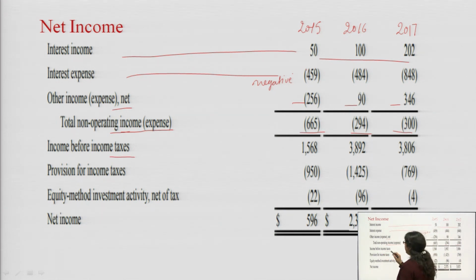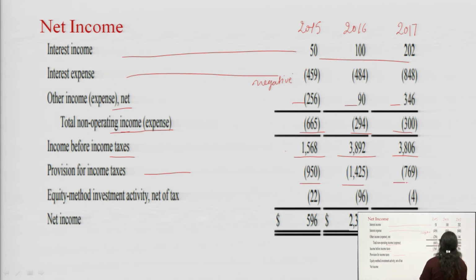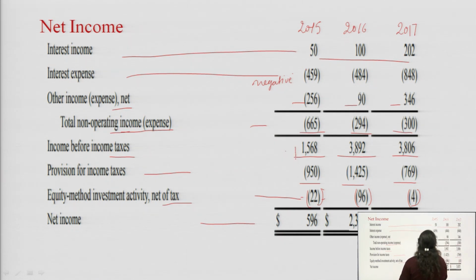What we are doing here is taking the income before income tax. This was our income, and the provision for taxation was made: 950, 1425 and 769. Equity method investment activity, net of tax, has been taken as 22. It is again a negative value, this 96 and this 4. How are we calculating this? These expenses make a total, and out of this you get the figure 596 for 2015, 2371 for the second year, that is 2016, and for 2017 you are getting 3033. This is your net income.